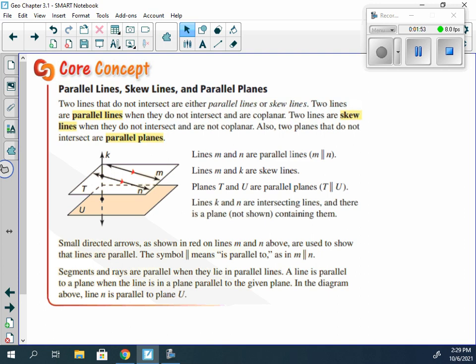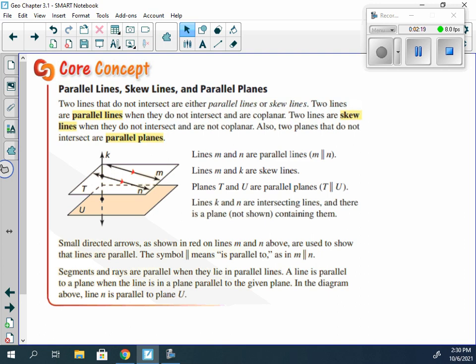So just because two lines do not intersect does not mean that they are skew. Because if they do not intersect and are in the same plane, they are parallel. But if they do not intersect and are not in the same plane, then they are skew. And we can also have two planes being parallel if they never intersect. So we can have planes that are parallel as well.